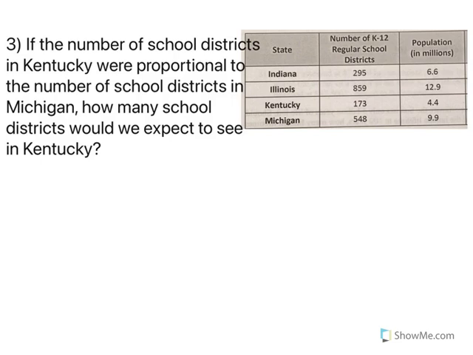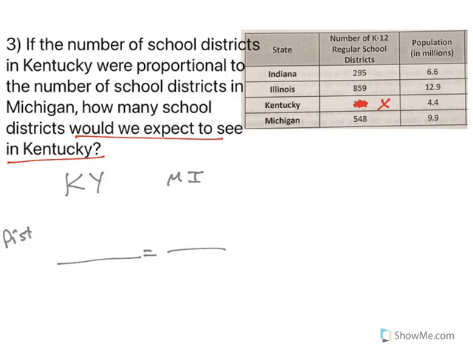Let's change to school districts. If the number of school districts in Kentucky were proportional to the number of school districts in Michigan, how many districts should we or would we expect to see in Kentucky? Okay, so again, we're pretending that we don't know about Kentucky. So let's get rid of their actual number and say we're trying to figure out how many districts they would have if they were like Michigan. So we are comparing Kentucky and Michigan. And we're looking at school districts compared to the population. So for Kentucky, we're trying to figure out how many districts they would have over 4.4 million people. And for Michigan, they have 548 districts for 9.9 million.